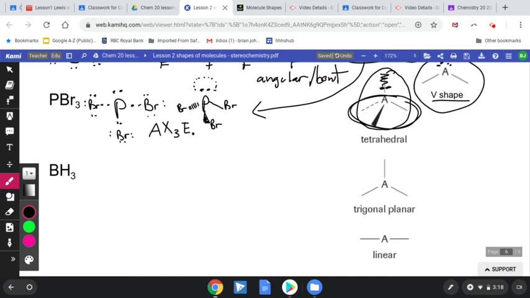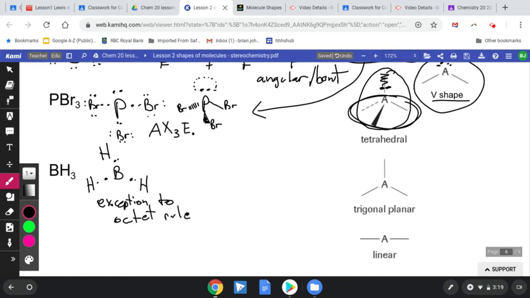BH3. Okay, here's boron the moron. So hopefully you remember what's unique about boron. It only has 3 orbitals, 3 electrons. Each one can make a bond with hydrogen. So this is an exception to the octet rule. It does not need 8 to be stable. It works with 6, octet rule.